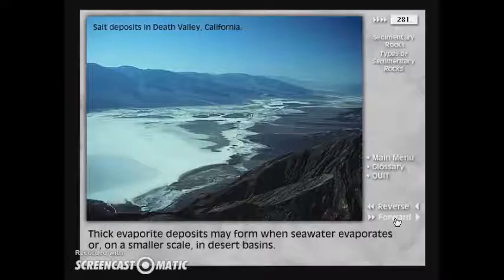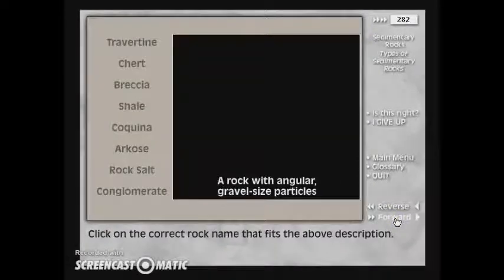Click on the correct rock name that fits the above description.